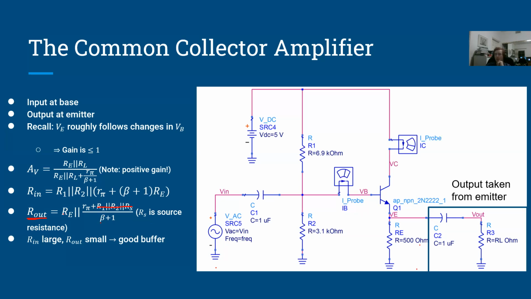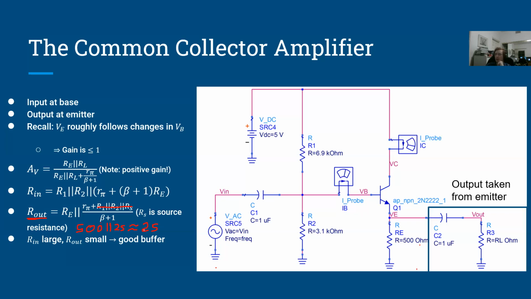And RE is 500. So we have 500 in parallel with 25. And because 25 is so much smaller than 500, this is approximately equal to 25. Right, because a small resistance in parallel with a large resistance gives you a small resistance. So we've taken our output resistance, which before was like 1 kilo ohm or hundreds of ohms or even larger, and we've reduced it down to 25. So that's a big improvement.